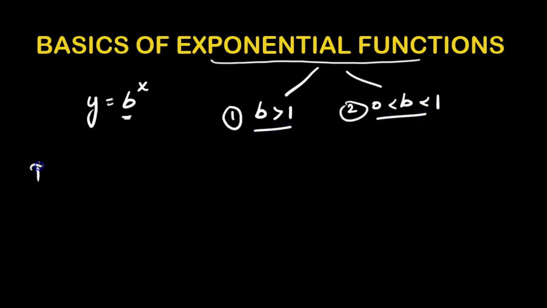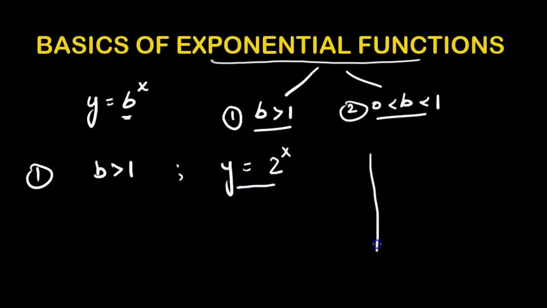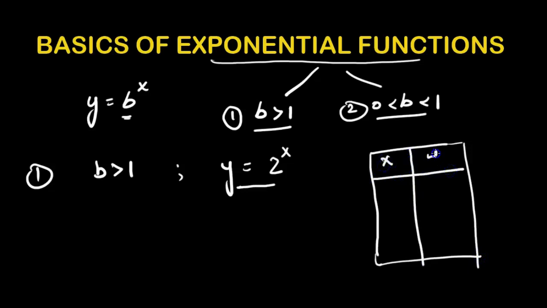So let's say we take the first example where b is greater than 1. Therefore, our equation is going to be y is equal to 2 to the power x. So here the b value is greater than 1. Now to understand this exponential function, the best way is to turn it into a graph. Before doing that, we'll make a table, and then we'll use the table to make the graph. So here goes the x value, here goes the y value.